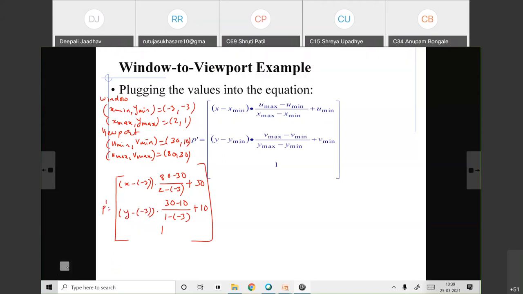Okay, now complete this one. It is equal to x plus 3, multiplied with 50 divided by 5, so it is 10, plus 30, then y plus 3, 20 divided by 4, so it is 5, plus 10, and 1.